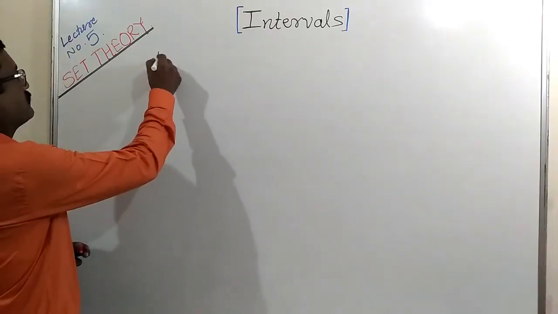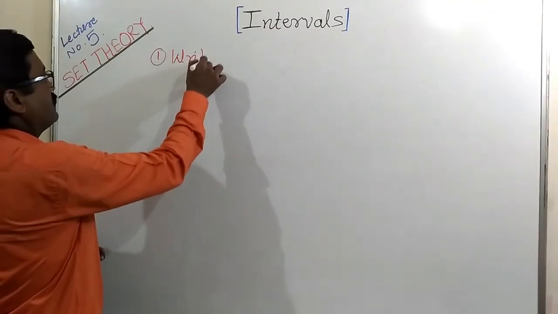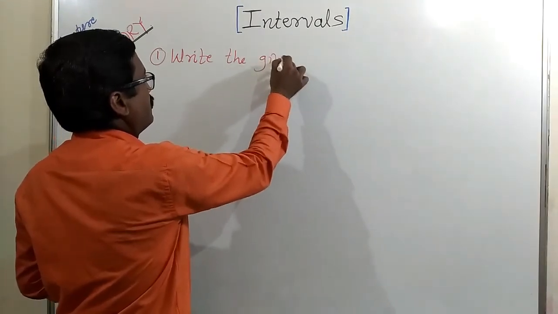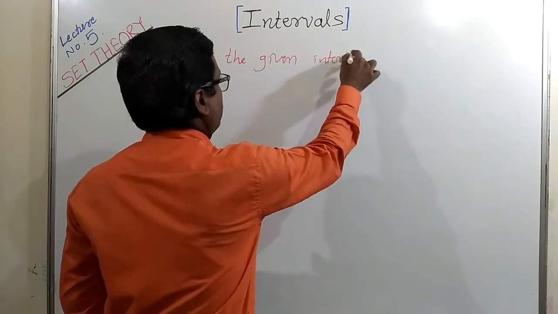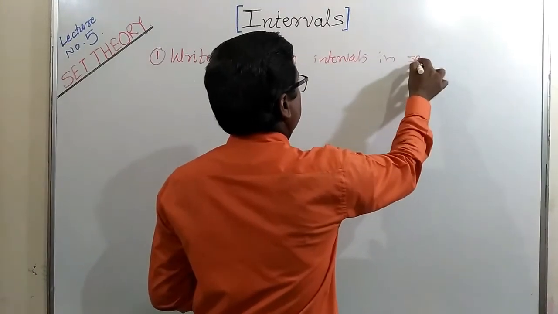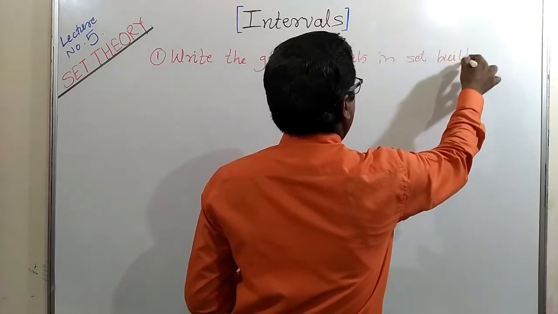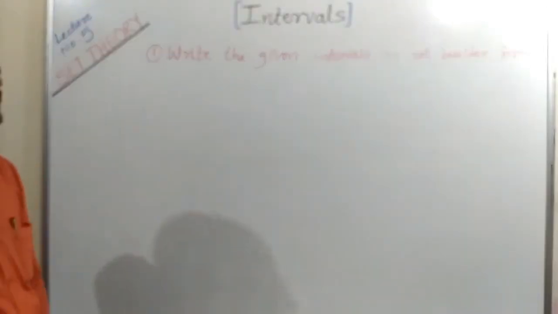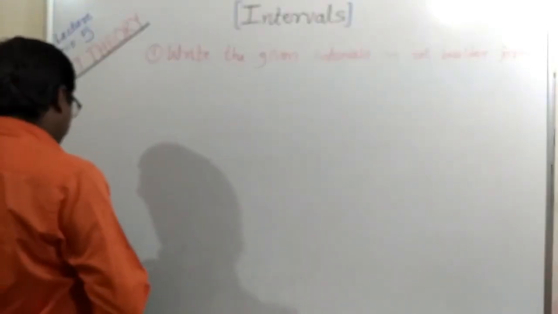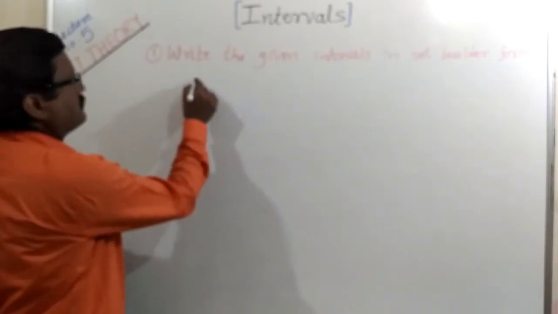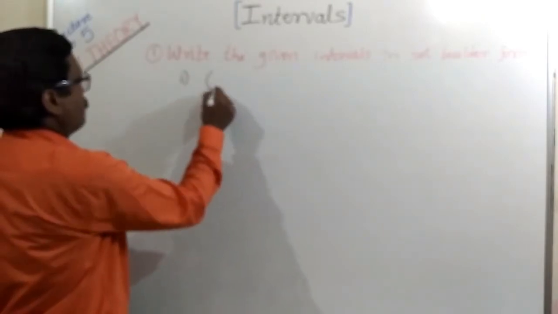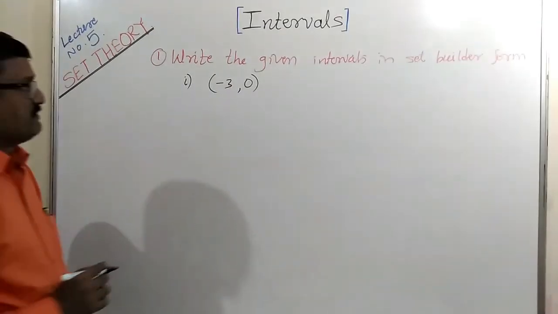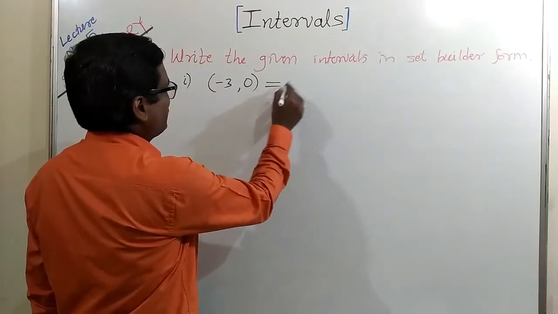Example number 1. Write the intervals in set builder form. Let us try to write the given interval in set builder form. For example, A, the first one, it is open -3 to 0. This interval is given. Let us write this interval in set builder form.